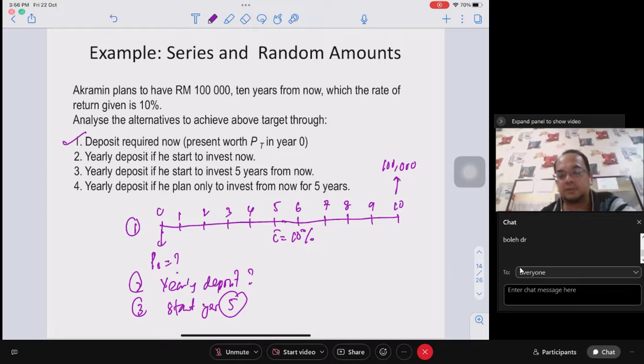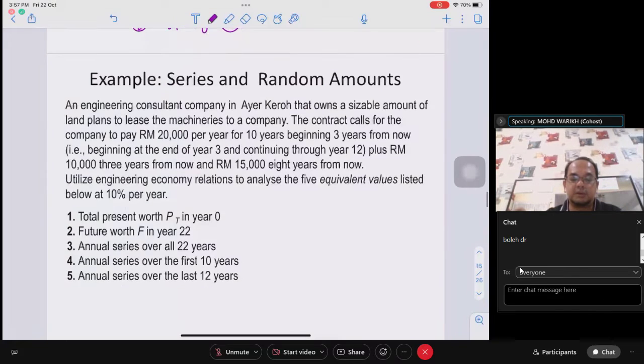Okay, what happened? So kat sini you can see this one, they have no parameters involved lah. Tadi tak bagi apa pointer, so we cannot calculate this one. It just give you the situation. Okay, if the deposit required now, how much money you have to invest? And start from the year 0. So and then yearly, how much they have to invest. Okay, if the start from year 5, so how many money you have to invest, something like that. Okay, that's just give you the situation. Okay? So this is an example.